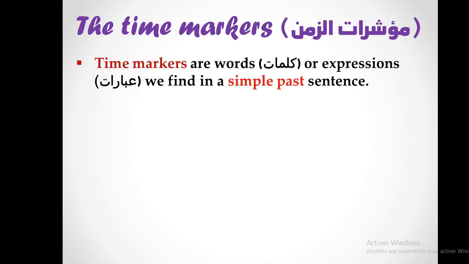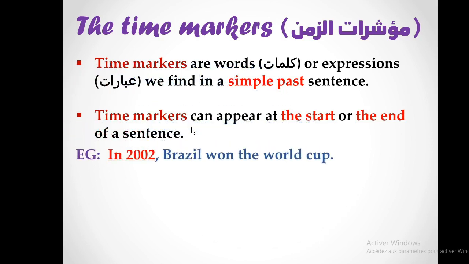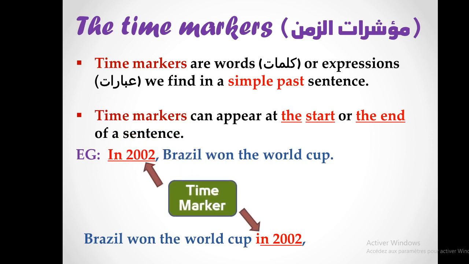Time markers are words or expressions we find in a simple past sentence. Time markers can appear at the start or the end of a sentence. Example, in 2002, Brazil won the World Cup. Here, the time marker is at the start. Brazil won the World Cup in 2002. Here, the time marker is at the end. The two sentences are in the past.